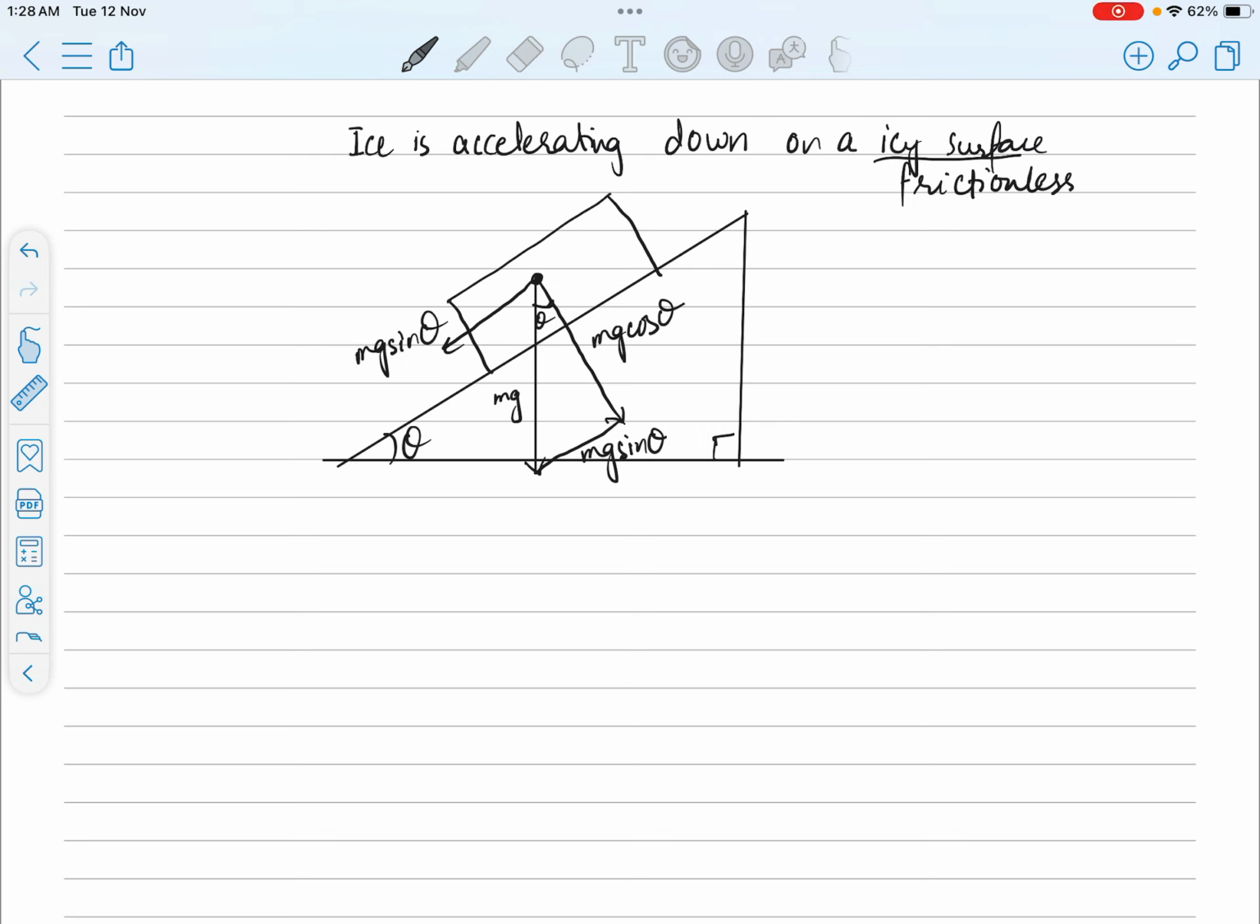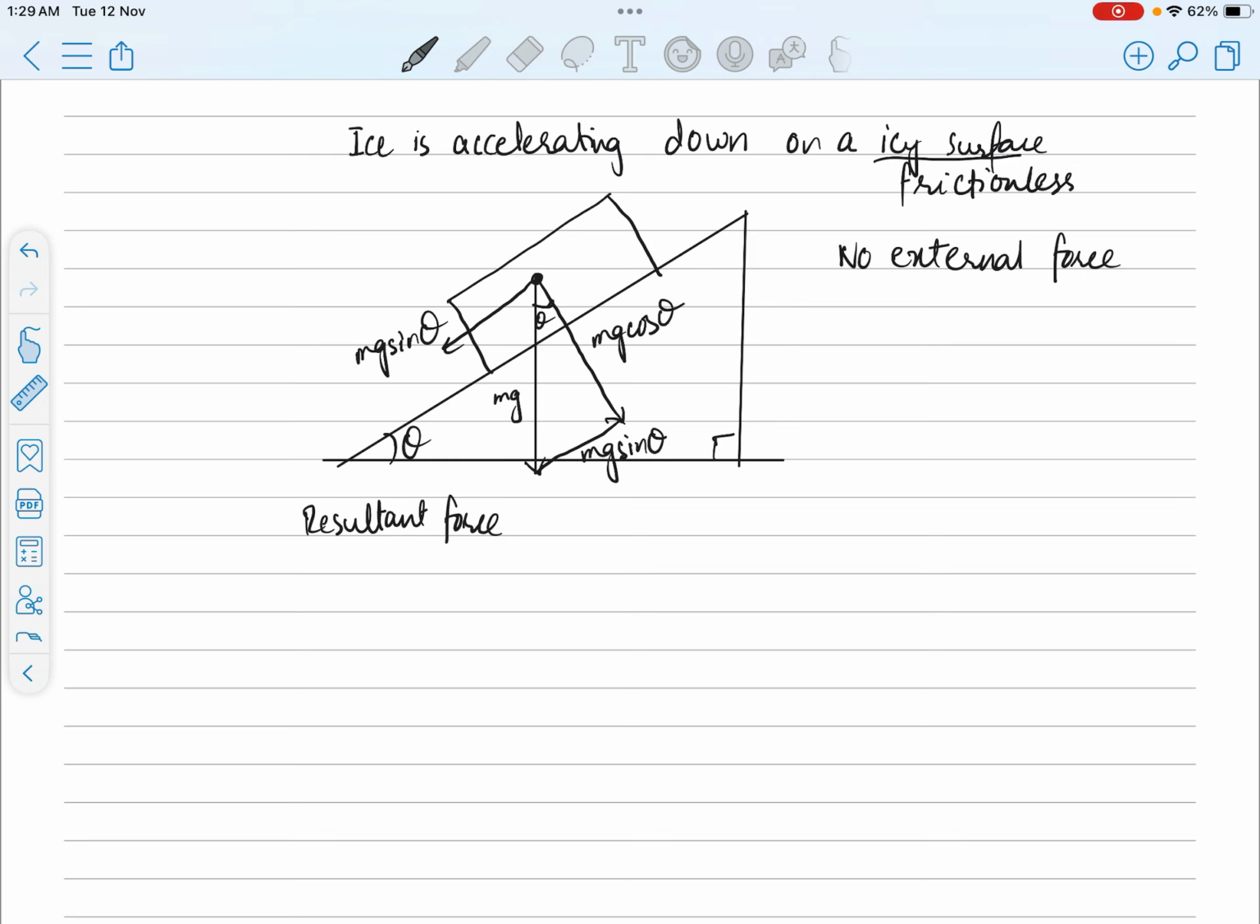Imagine now there is no friction, so the resultant force, and in this case we assume that there is no external force. We just put ice on this icy surface, there is no external force, so the only force which is causing the body, the ice, to accelerate is the parallel component mg sine theta.